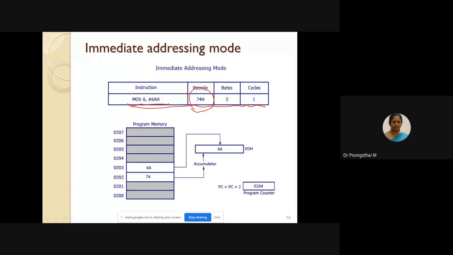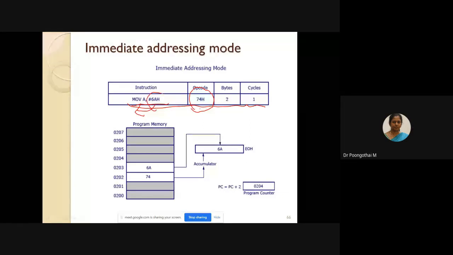So it transfers 8-bit data immediately to the accumulator according to this instruction. Okay. So it transfers 8-bit data immediately to the accumulator. So this method can only be used for the source operand alone, not for the destination operand.